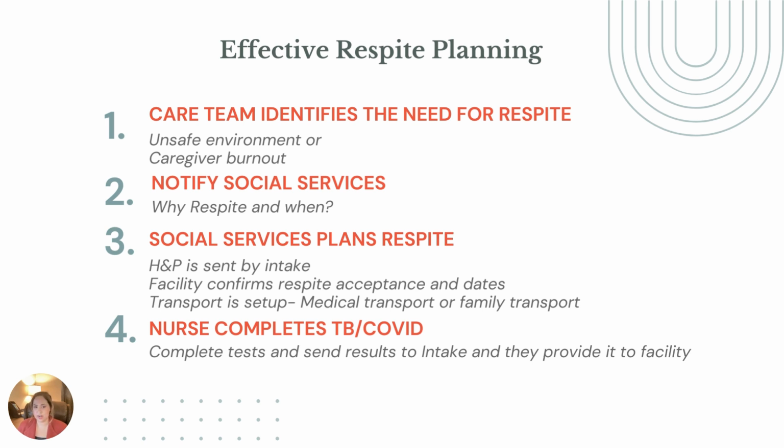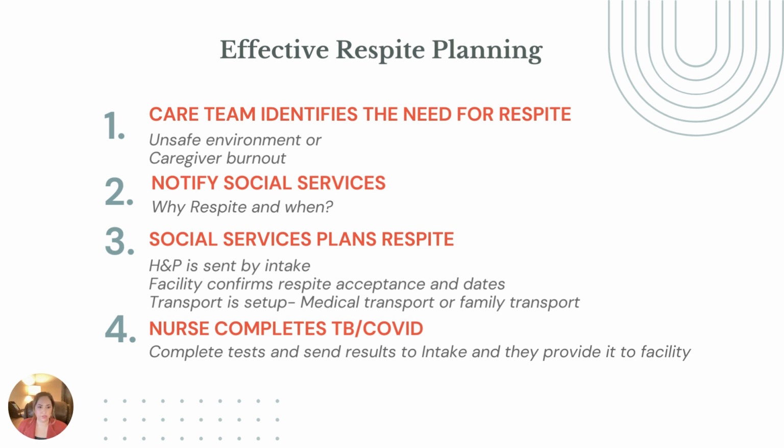Once you identify that, your next step is going to be to notify social services. You're going to put that in Teams and you're going to say why they need it and projected for when. So you'll say, I'm at Nadine's house, caregiver burnout, they need respite, and it is for October 20th. And can we plan for that? And if it's urgent, you'll need to put that it's urgent and probably follow up pretty quickly if they need to move fast and find a place for them.